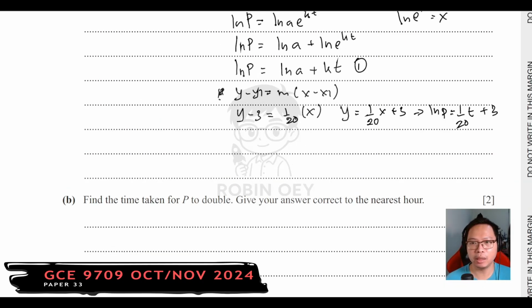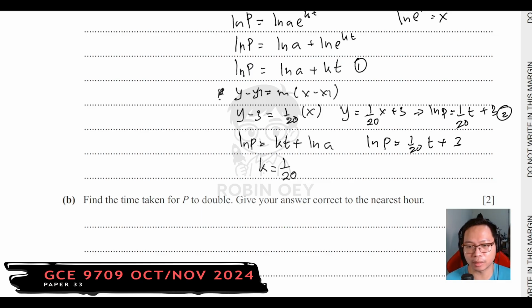So we got ln P equals 1/20 t plus 3. Now, if we see our first equation, ln P equals, let's say, kt plus ln A. From here we compare with the second equation. The term that has a variable t has a coefficient of 1/20, so we can safely say that k is 1/20. We just compare them, so it's not something complicated. We just see which one has the variable t. On the left-hand side, the k has the variable t. On the right-hand side, we have 1/20 with the variable t. So we can say that k is 1/20.